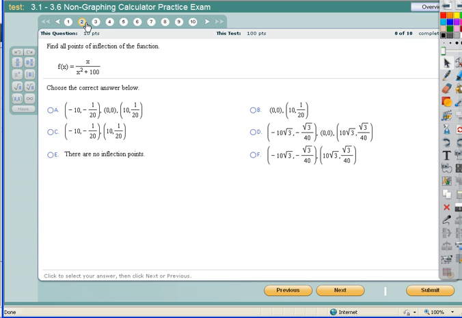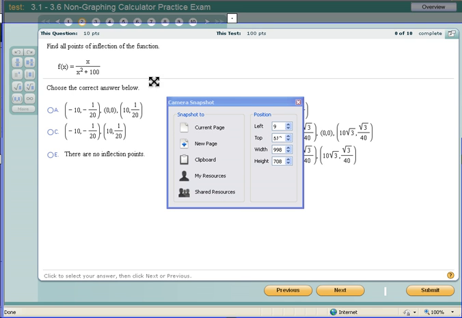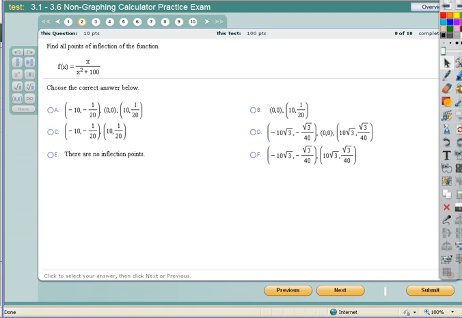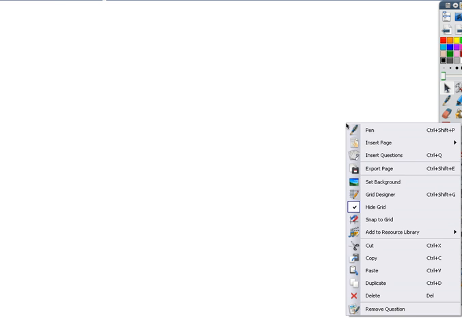Okay, what about this? No. Find all points of inflection. Yeah, let's do it. Should we look at this? Okay. I hate you. Yeah. Wow. Not everything's about you, Kayla.